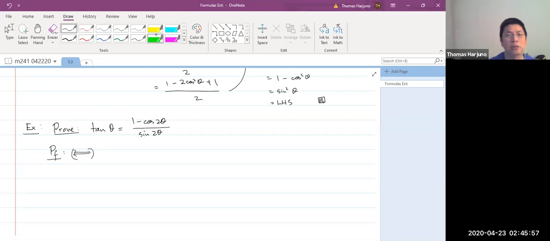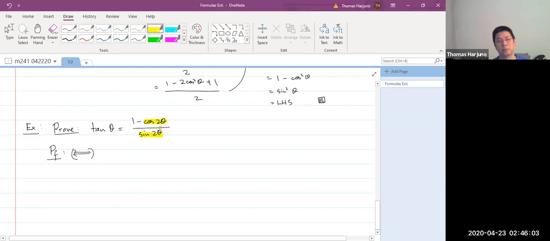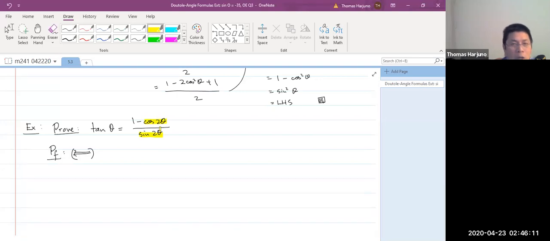The reason is you can apply a formula here and a formula here. I know you may have an issue with which formula to use for the cosine 2 theta. At least think this way: think of a formula that helps you cancel that 1. Use the formula that helps you cancel that 1.